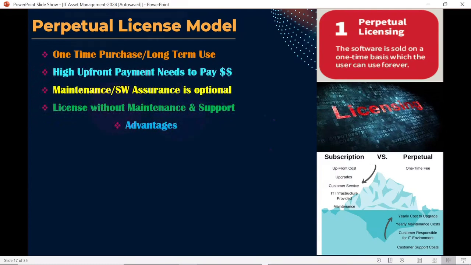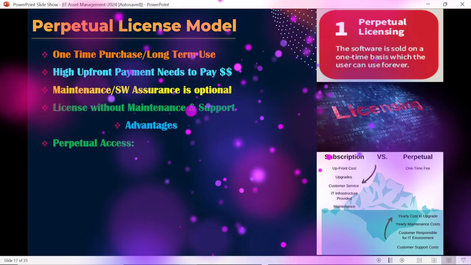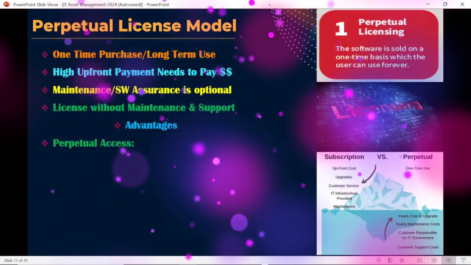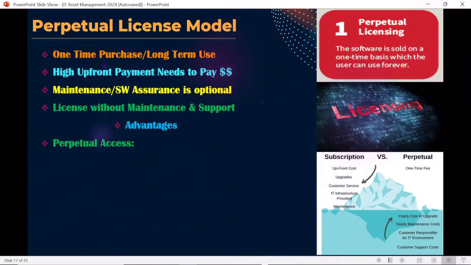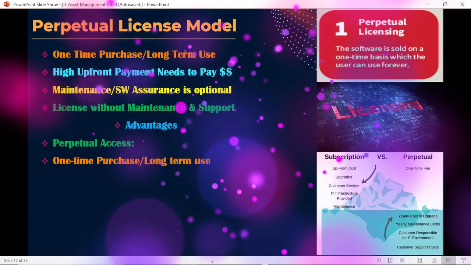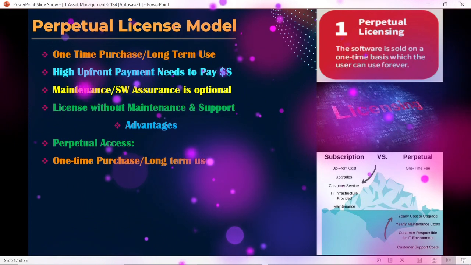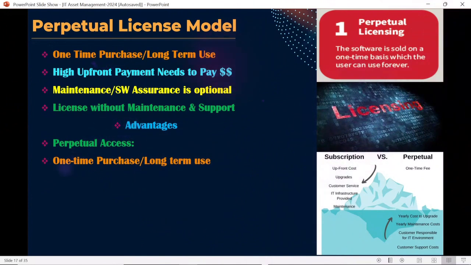There are some specific benefits of having the perpetual license model in place. The first is perpetual access, which indicates long-term access. You can use that product as long as you need. The second benefit is the one-time purchase. You need not worry about renewals or about the expiration of the product. That is one of the very important things related to the perpetual product. Again, you get ownership of that product once you buy the software license.